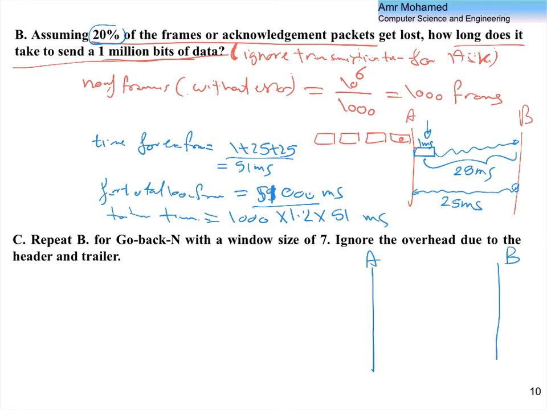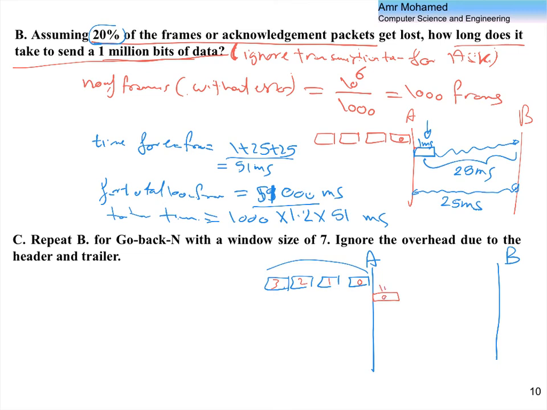Again, A has these frames waiting to be transmitted. Okay? When we transmit using Go-Back-N when the window size is 7, then for each 7 of these frames, we can send without waiting for acknowledgement. So how does that look? The first one will be transmitted. Let's say this is frame 0, 1, 2, 3, and so on.